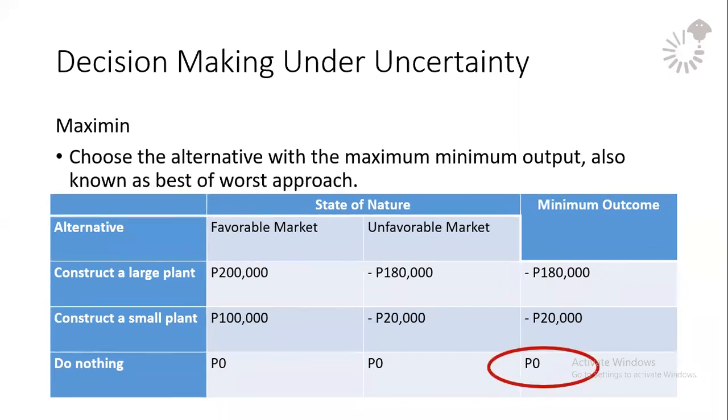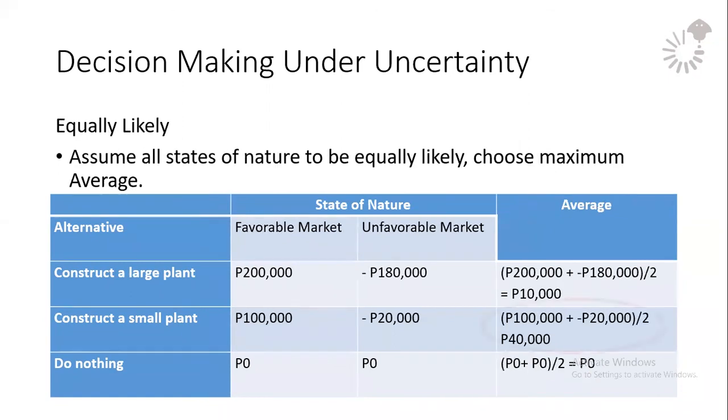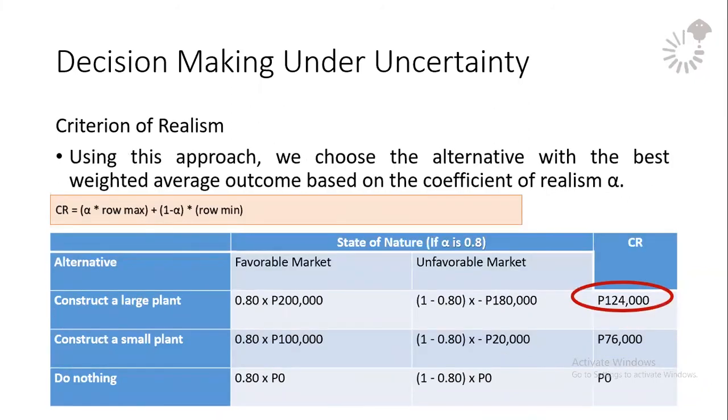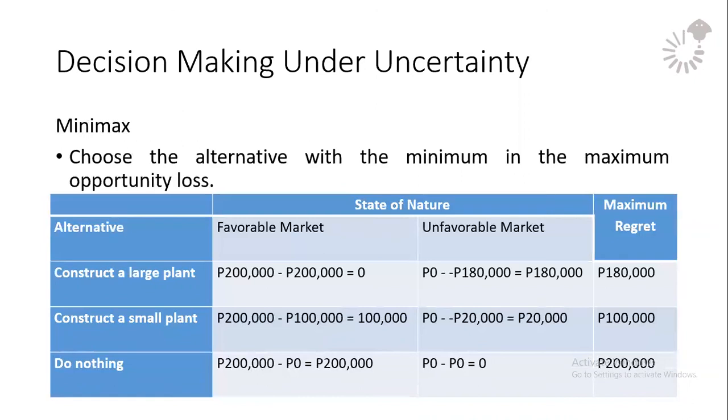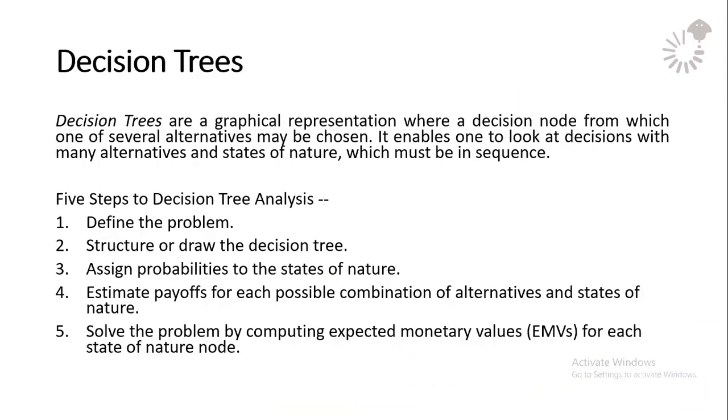If you choose Maximin, apply Maximin, and then come up with a decision. If you choose equally likely, apply computation, and then come up with a decision. If we choose criterion of realism, apply the approach of criterion of realism, and then come up with a decision. If you choose minimax, then compute, and then make a decision. That's how you use decision theory models under risk and under uncertainty.